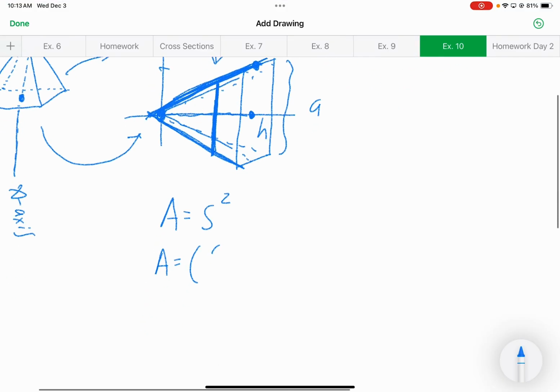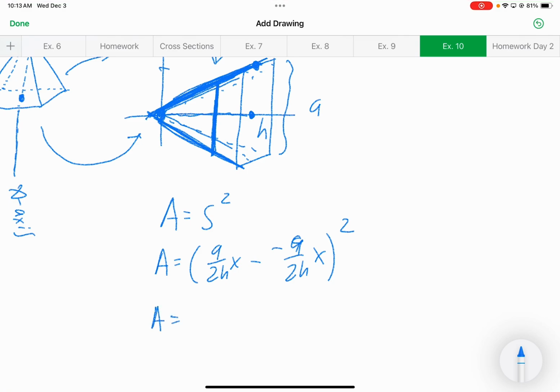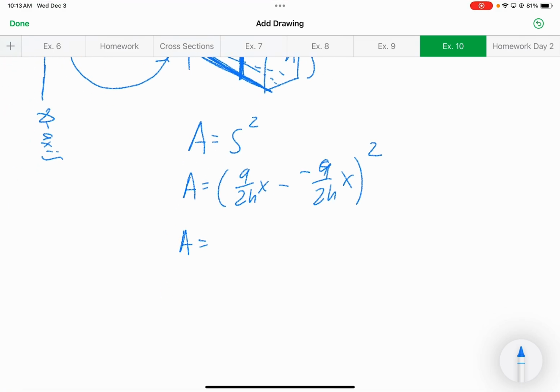I'll write it the long way. So a over 2hx, so that would be the top part. And then minus the bottom part would be minus negative a over 2hx, squared. But it's just adding the same thing, so I would double it. So I would just eliminate the 2 that's on the inside. Would you guys agree? So I would just get a over h x, quantity squared.